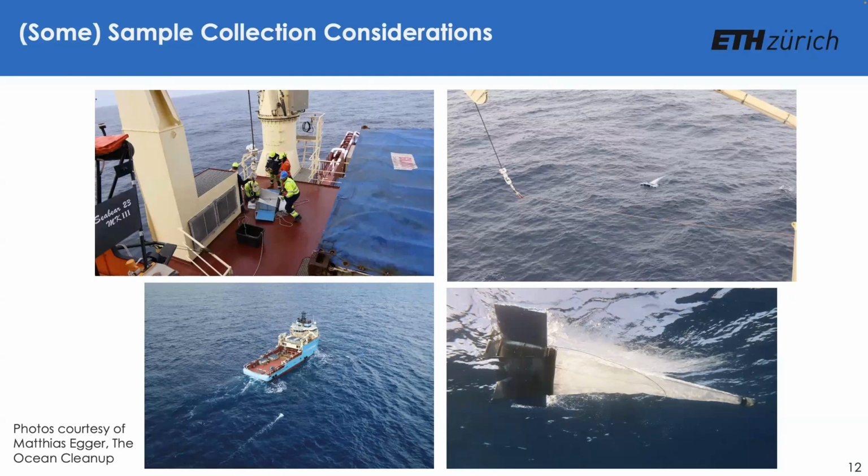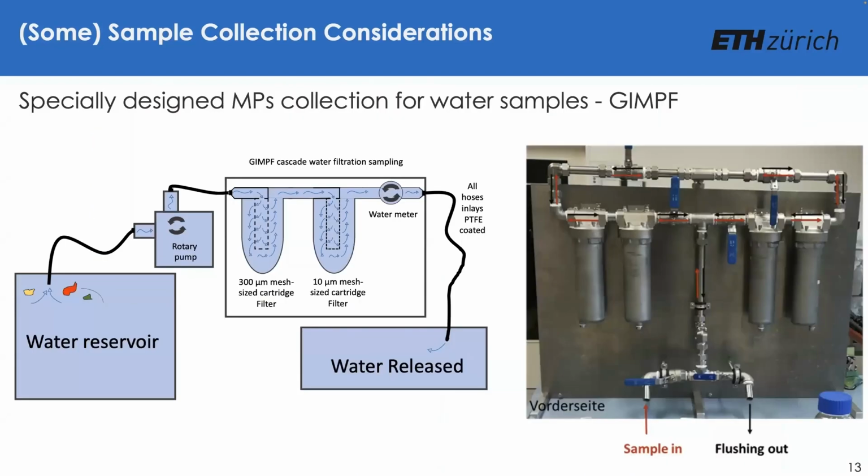But of course, when the mesh size is only 300 microns, then all microplastics that are smaller than this size are often going to be not captured, and you wouldn't be able to measure them. However, if you had too small of a mesh size, then you're going to have too many particles clogging the net, and it won't work either. So this is why some researchers have started to develop specially designed equipment to look at microplastics or collect microplastics from different water samples.